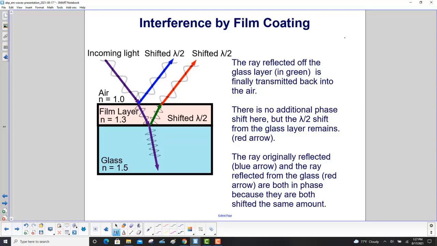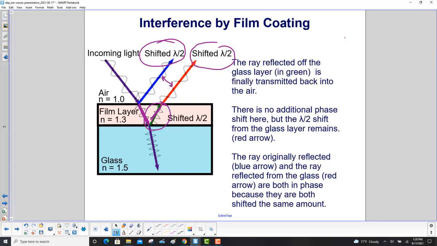The ray reflected off the glass layer, the green arrow here, is finally transmitted back into the air. And notice how it comes to be parallel with the original reflected ray. Because here, coming down, it bent towards the normal. Here it bends away from the normal to the same degree, so they're parallel once again. There is no additional phase shift here, but the lambda over 2 shift from the glass layer remains. So here's our reflected, and here's our refracted, then reflected, and then transmitted.